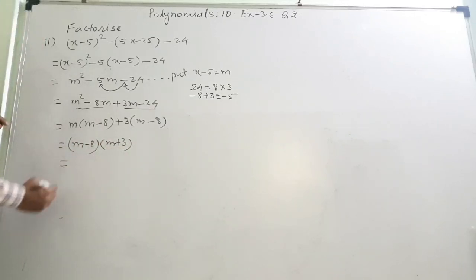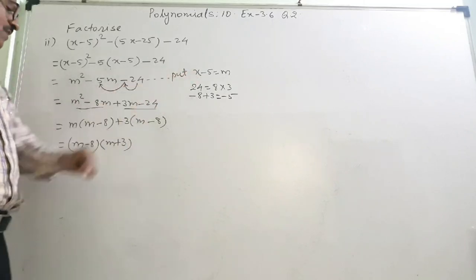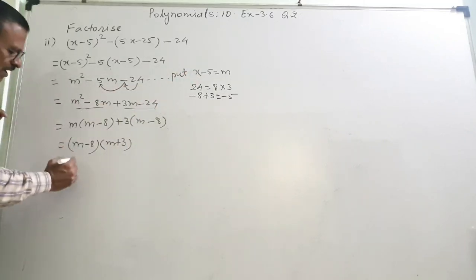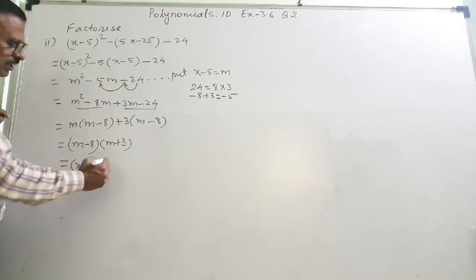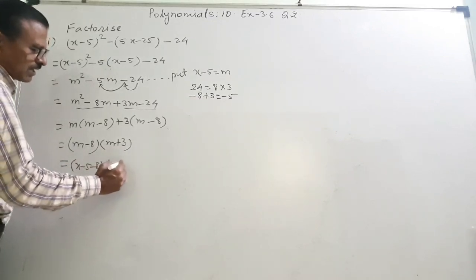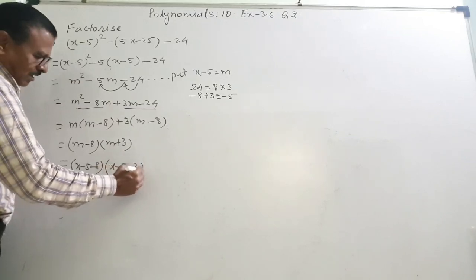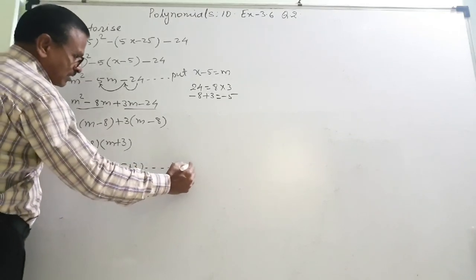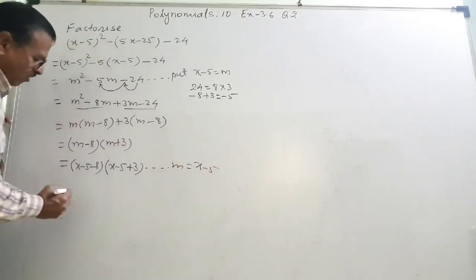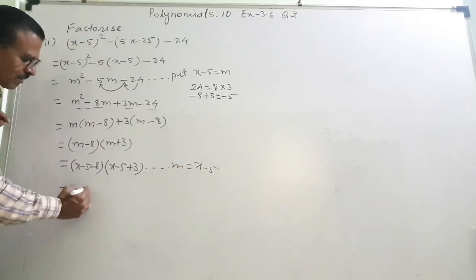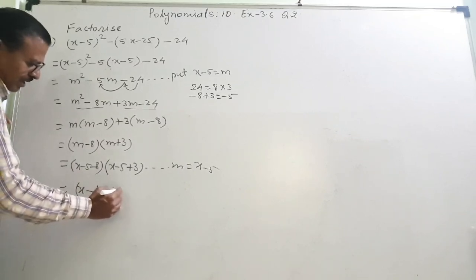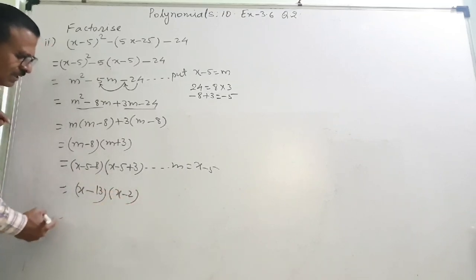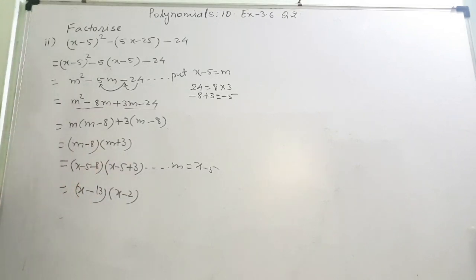And now what is meant by m? m means x minus 5. I will write here (x minus 5 minus 8)(x minus 5 plus 3). That is equal to (x minus 13)(x minus 2), that is (x minus 2)(x minus 13). That way you can solve.